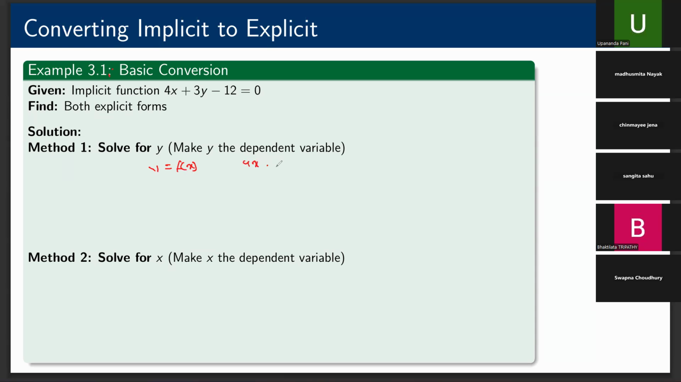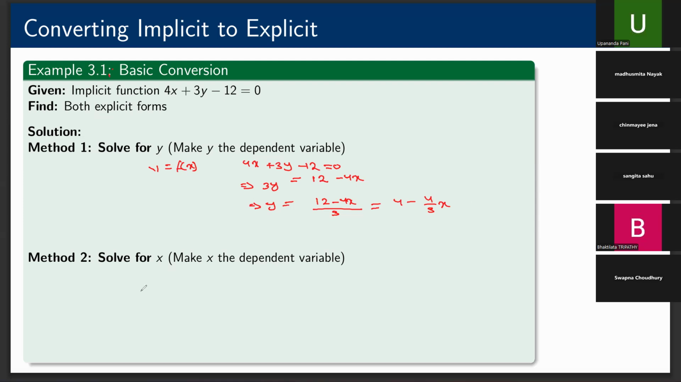We have 4x plus 3y minus 12 equal to 0. That implies we keep y on one side, the term having y, 3y, on one side, and take the other terms to the opposite side of the equality sign. So it becomes plus 12 and minus 4x. Now that means y becomes (12 minus 4x) divided by 3, that is equal to 4 minus 4 by 3 x. So this is the explicit format. y is explicitly represented in the form of x. In this condition, y is my dependent variable, x is my independent variable.